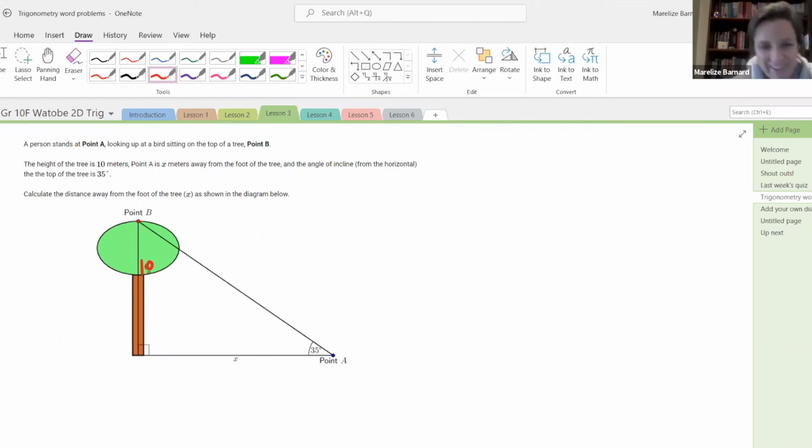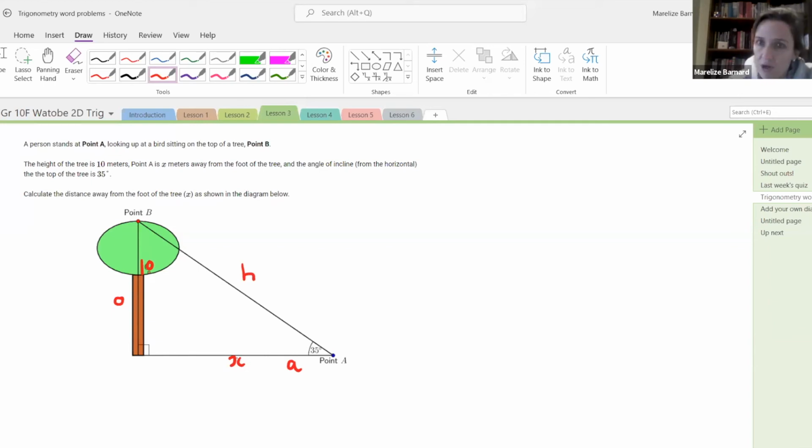Everyone's saying tan, okay. Right, so we start from the 90 degree, we go across, we do the hypotenuse. We go to our angle, we go across, that's going to be our opposite side. And then we go to the remaining side, which is x over here. That is going to be our adjacent side.